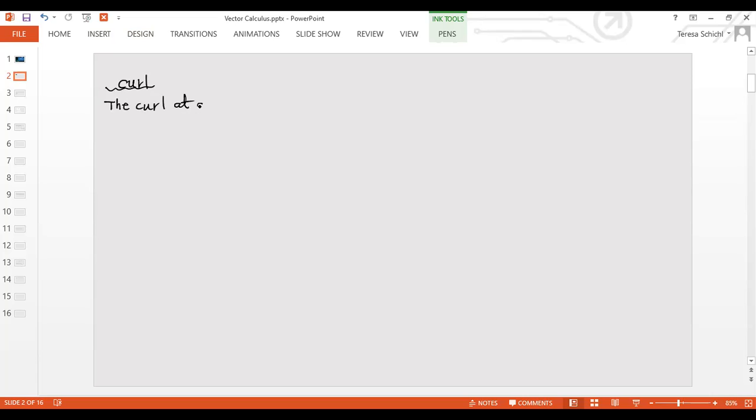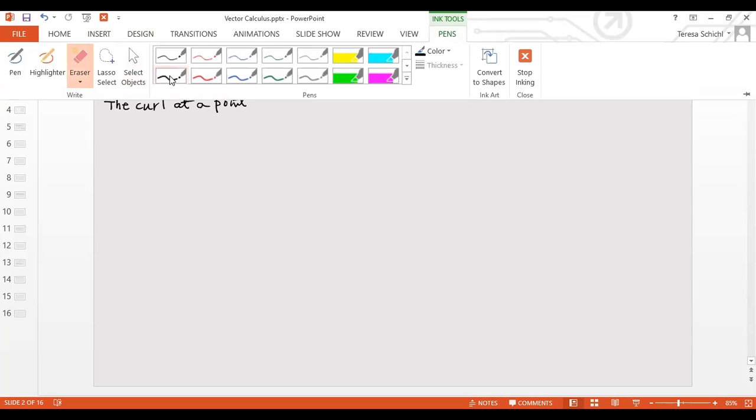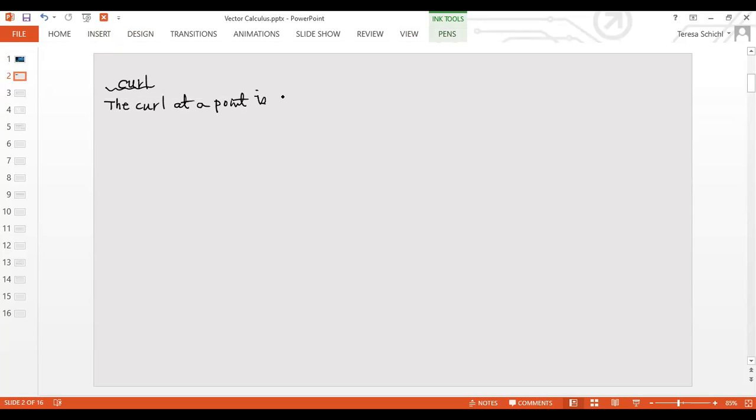The curl at a point in the vector space is a vector, and this vector measures the rotation of the fluid about a point in the flow.